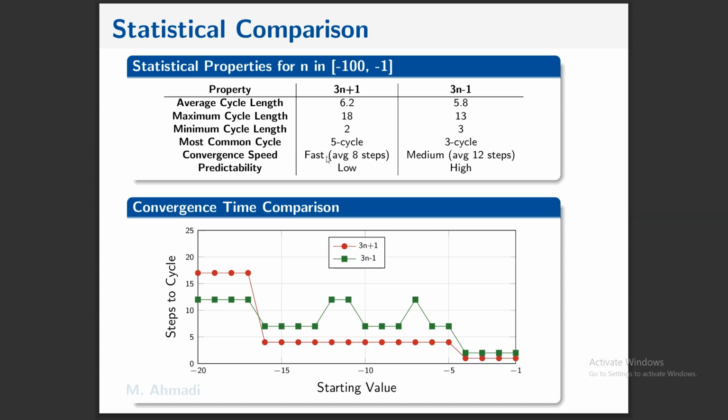Convergence for 3n+1 is very fast, average 8 steps to converge. For 3n-1 it is medium, average 12 steps to converge. Predictability for 3n+1 is low, but for 3n-1 the predictability is high. Also, here is the convergence time for starting values from -1 to -20. Here is the number of steps to cycle. We can see that the growth of the starting value also grows the number of steps to enter the cycle.